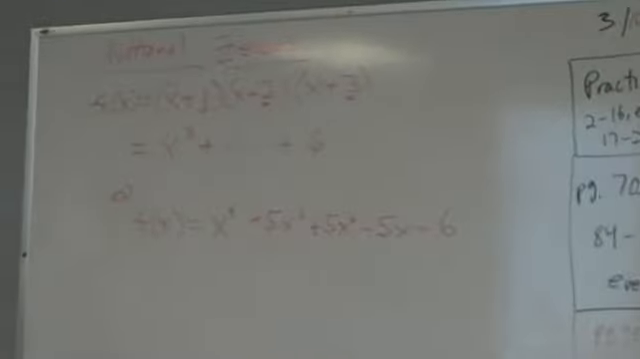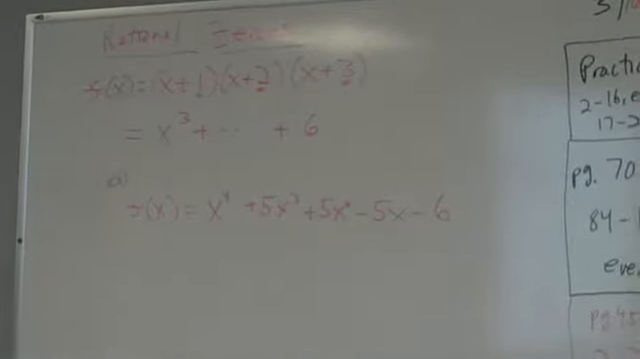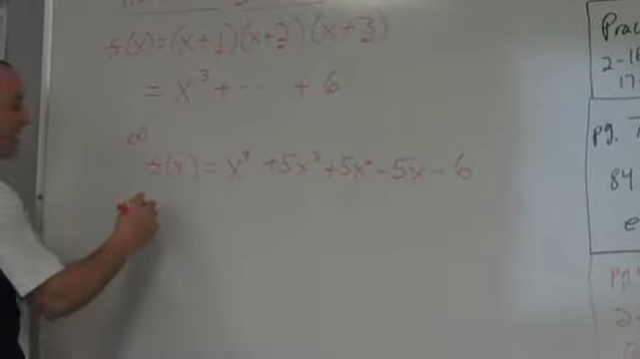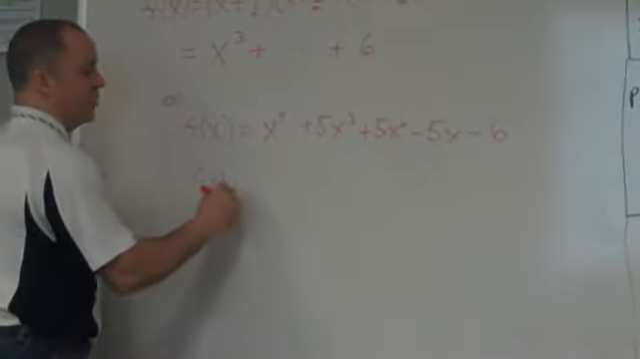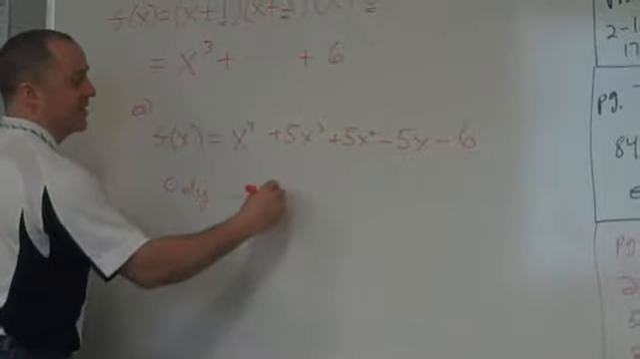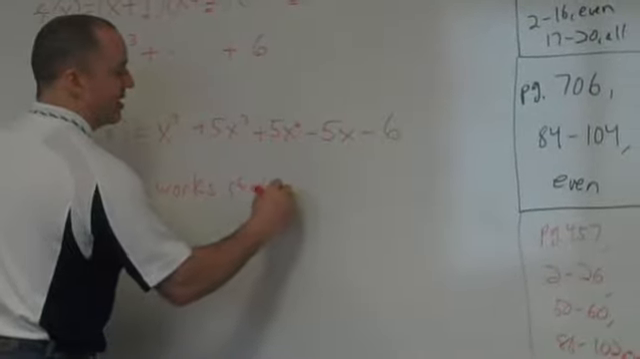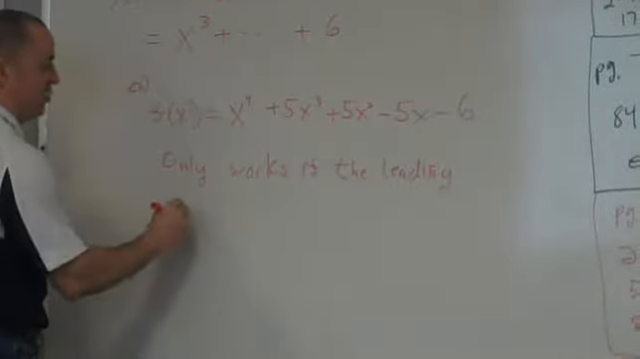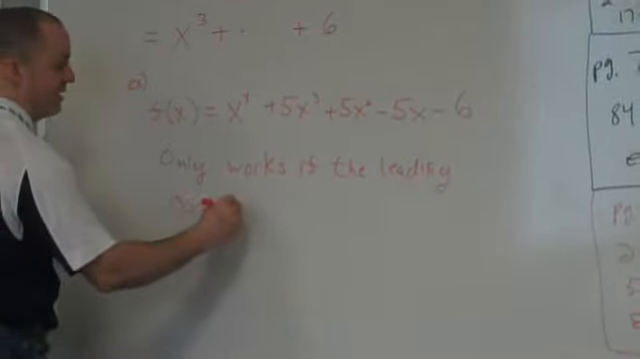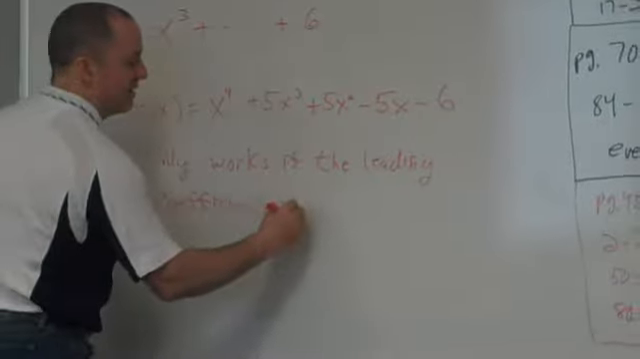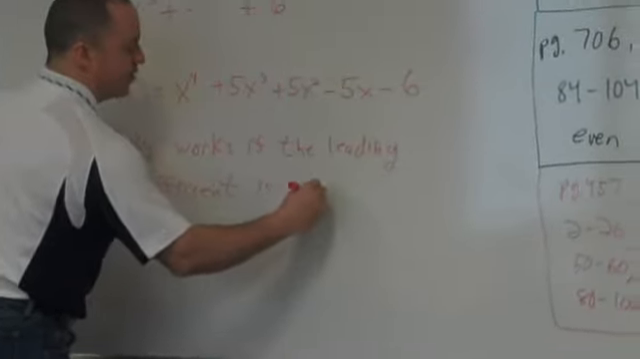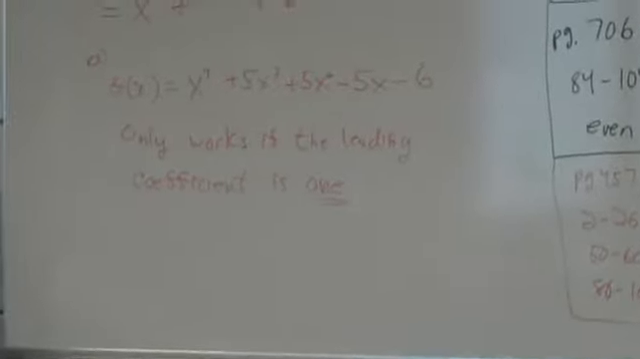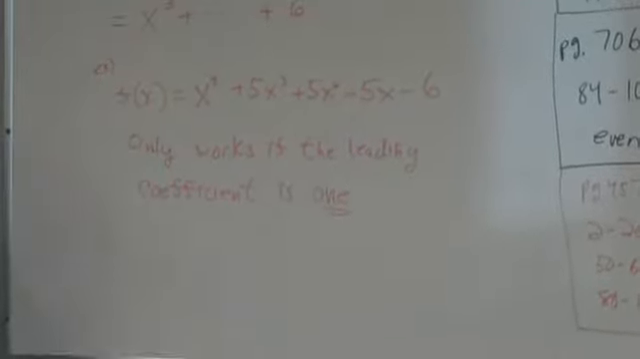minus 6. Now, listen carefully to these exceptions. The trick I'm about to show you only works if the leading coefficient is 1. Which one's the leading coefficient? The one on which term? The first term.